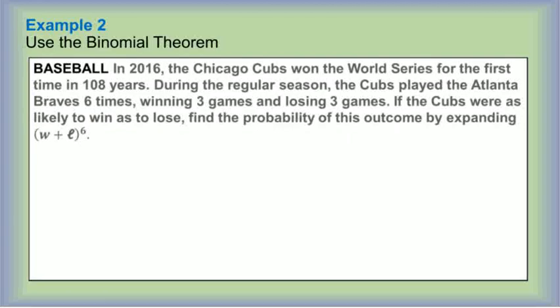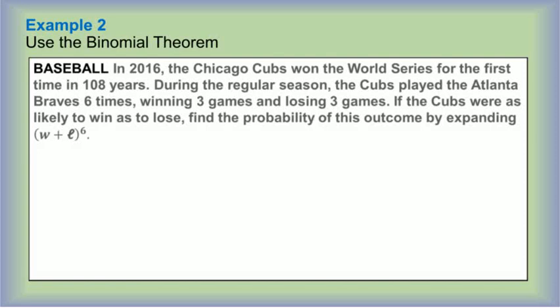Next, use binomial theorem. In 2016, the Chicago Cubs won the World Series for the first time in 108 years. During the regular season, the Cubs played the Atlanta Braves 6 times, winning 3 games and losing 3 games. If the Cubs were as likely to win as lose, which means they were 50-50, same number of wins as losses, find the probability of this outcome by expanding W plus L to the 6th power.